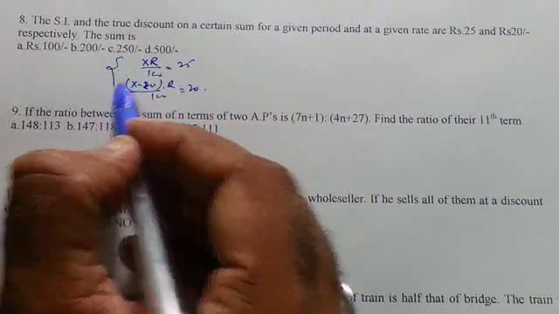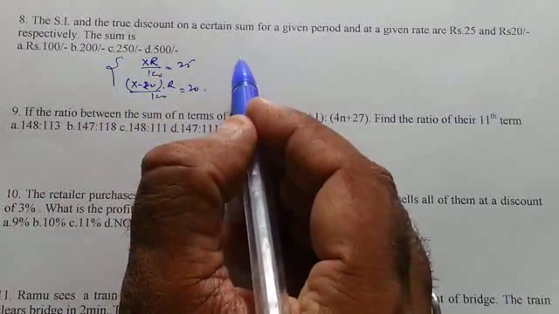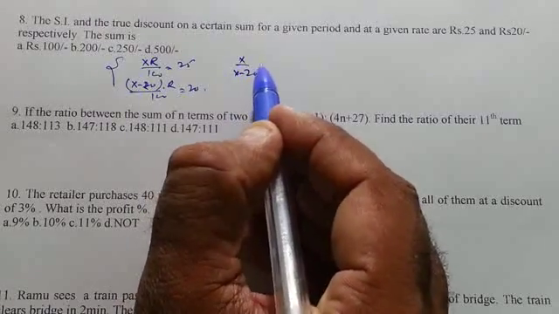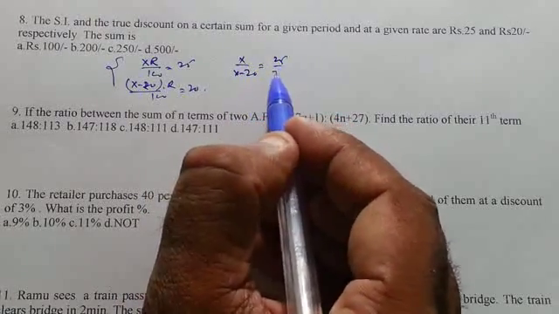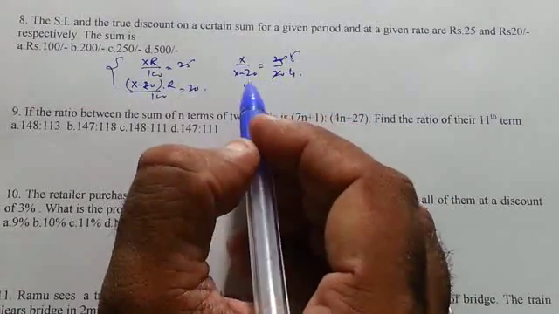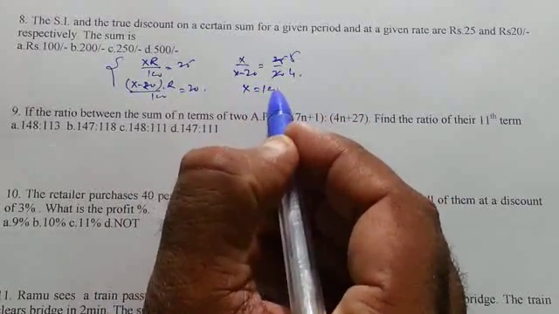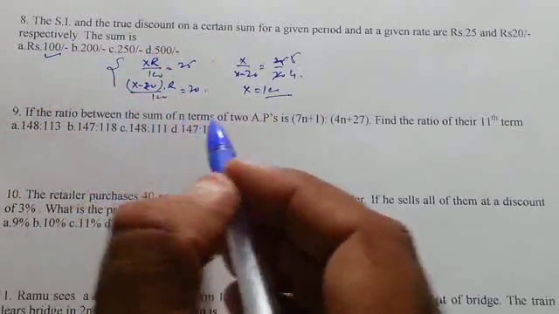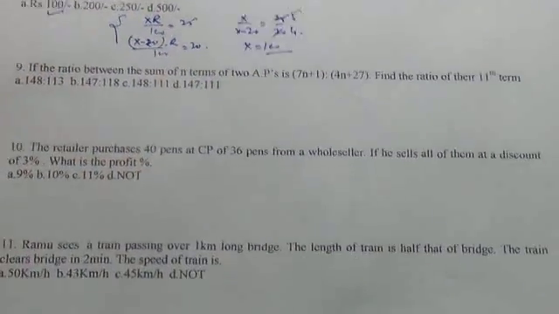We solve this for X. First upon second, it will be X upon X minus 20 is equal to 25 upon 20. That is equal to 5 upon 4. Right? So the value of X is equal to 100. 100 is the answer.